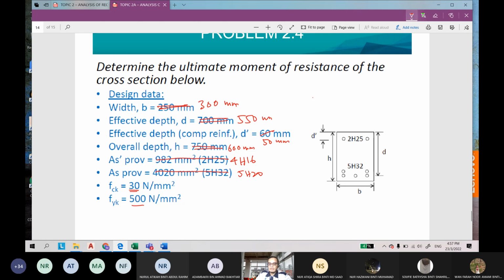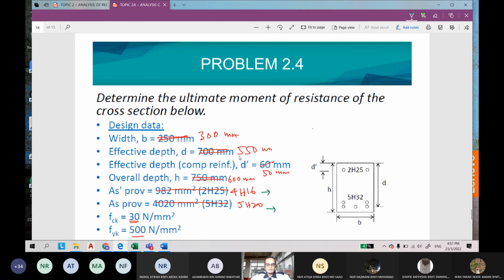I want to ask you the question: what is the area of steel provided for 4H16, and what is the area of steel for 5H20? Anybody can tell me? Do you have a table? 804 mm square. How about 5H20? 1571 mm square. Okay, thank you. So let's work together.